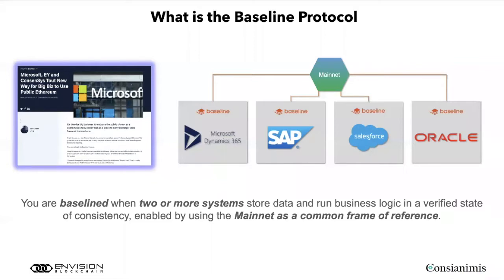But I think what's important to note from a technology perspective is that, if you can see my screen right here, you have, for example, one business which is using Microsoft Dynamics 365 for their system of record. Then they have a business partner that they're working with that's using SAP, another one that could be using Salesforce, another one that could be using Oracle. And each of them have this baseline protocol stack implemented as well, right? So you have this system of record implementation, you have a baseline protocol stack, and now you're keeping the records that are important in your process, and you're using a mainnet to be able to keep everything in sync. Right. So again, you're baselining when you have 2 or more systems that store data and run business logic in a verified state of consistency.